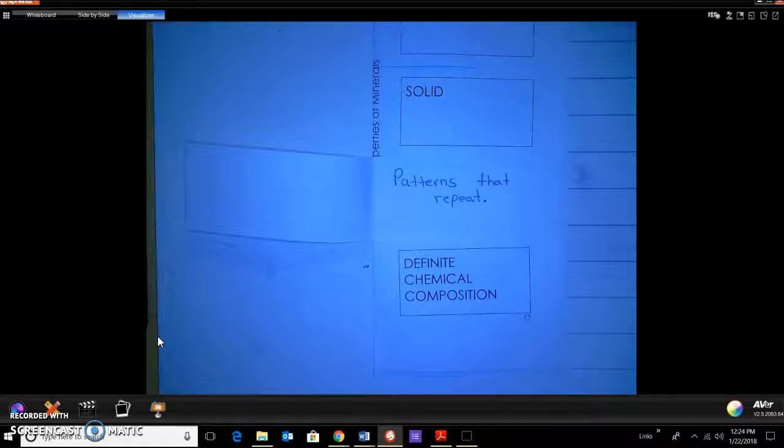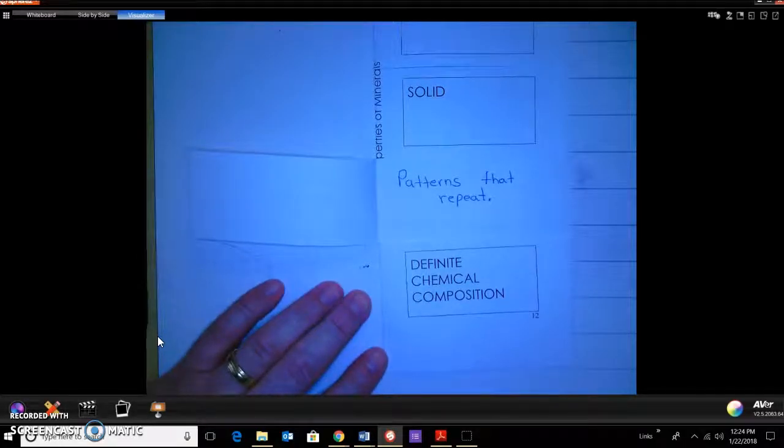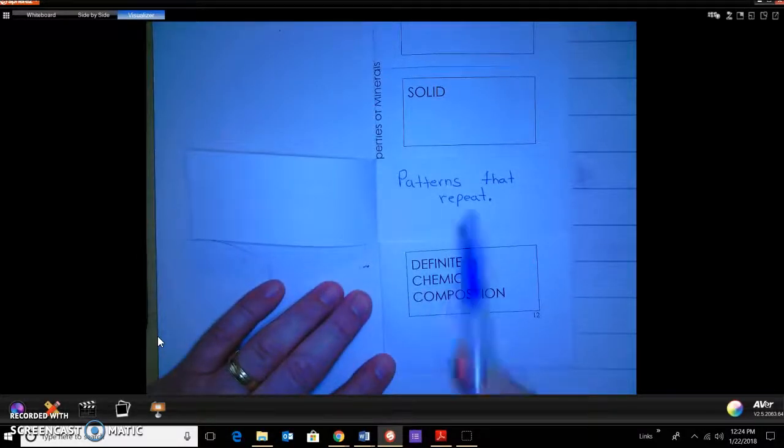And what happens with that? Well, the salt will settle to the bottom, and what happens then? Right, it evaporated. So we're going to take a closer look at that next week. We'll look at it under a microscope to see if we can find patterns that repeat.